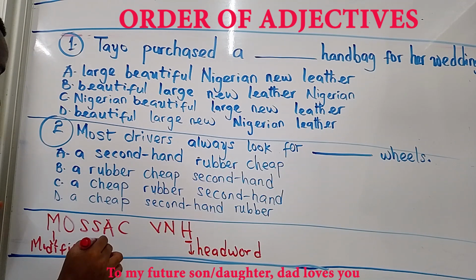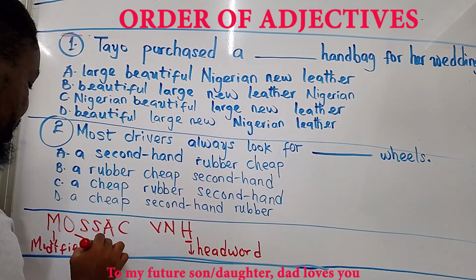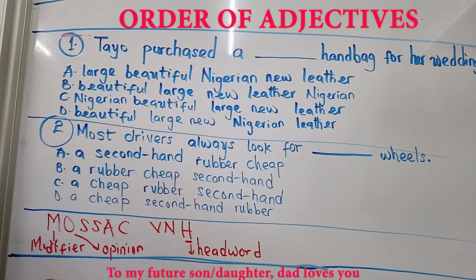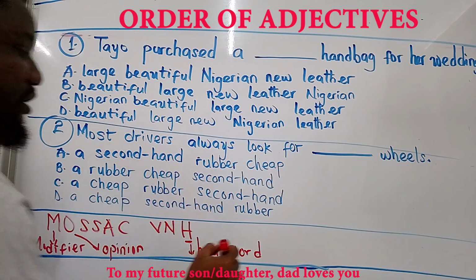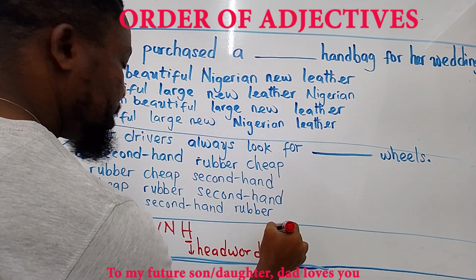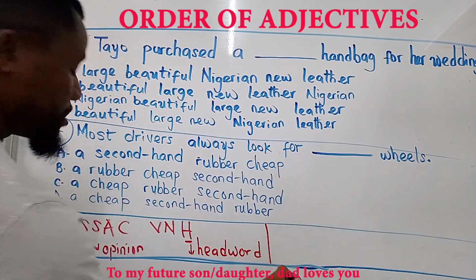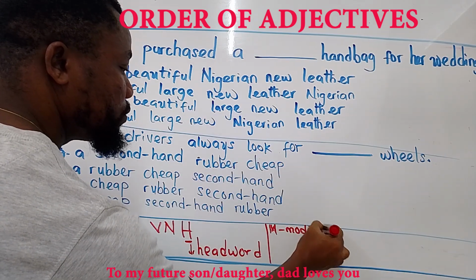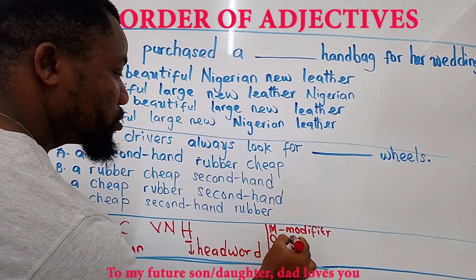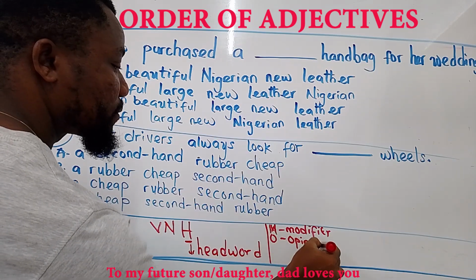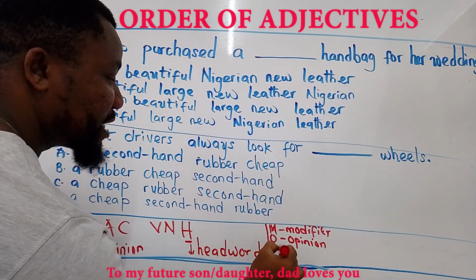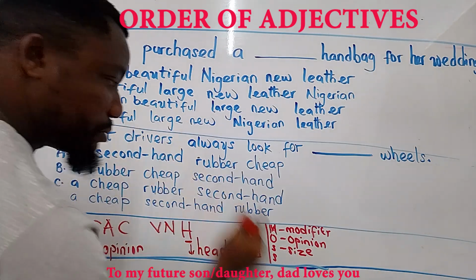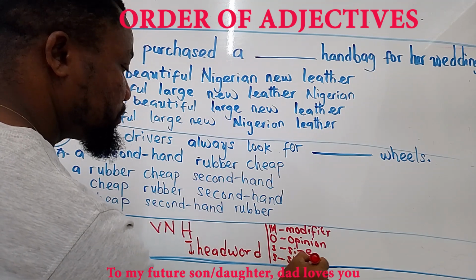The O stands for opinion. I'm going to explain. Let's put it this way. M stands for modifier. O is opinion. In MOSSACVNH, the first S stands for size. The next S, which is the second S, stands for shape.